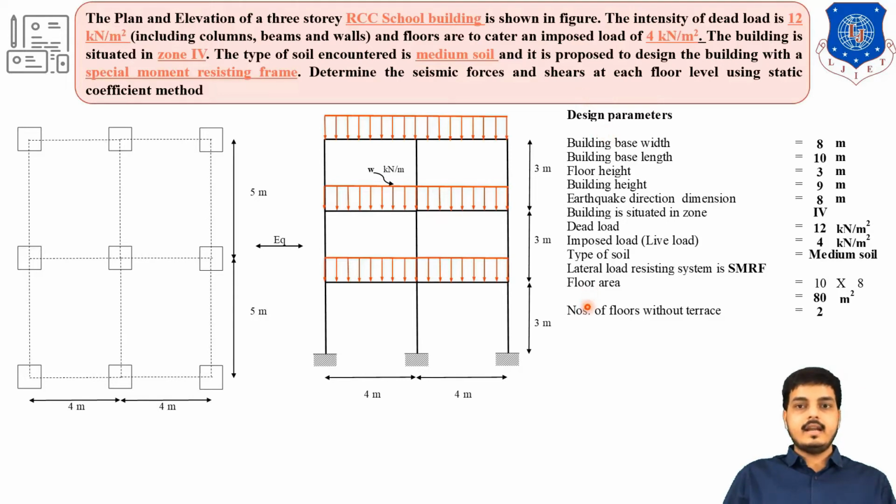Now, these are the certain data. Look here. The plan has one bay of 4 meter. From the center point of a column to the center point of the next column is known as a bay. So this bay is of 4 meter. There are two bays in this direction. Also there are two bays in this direction, but of 5 meter.